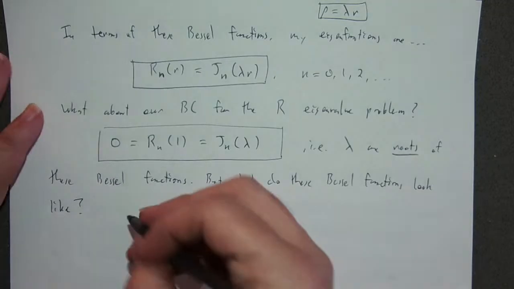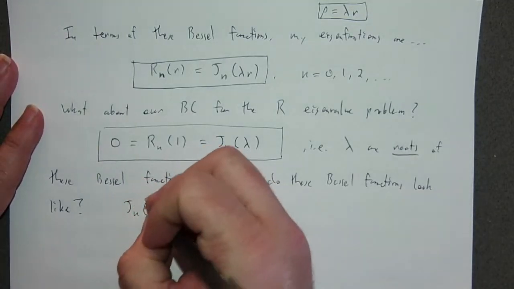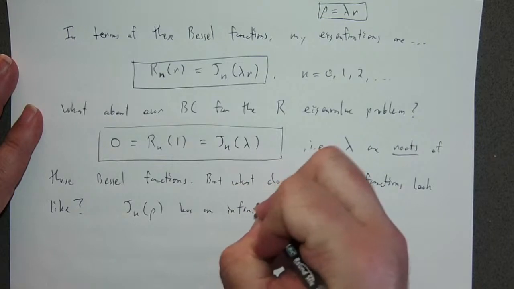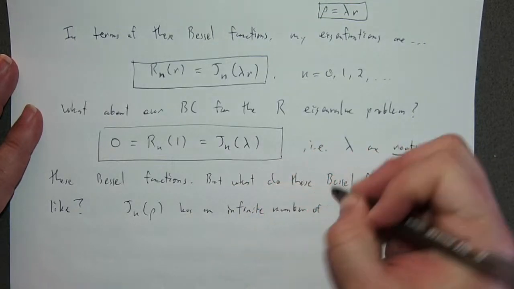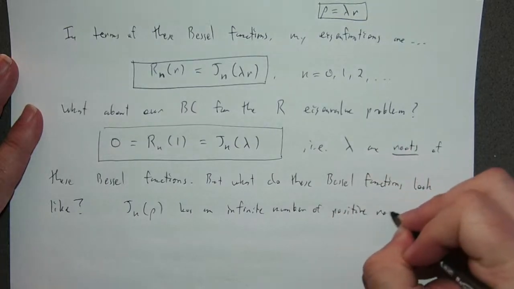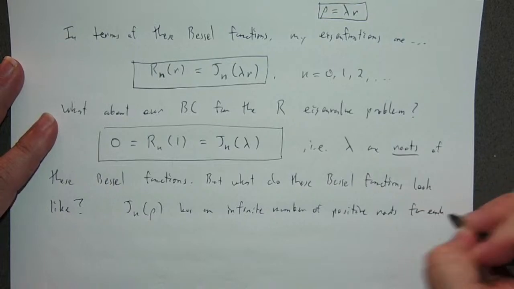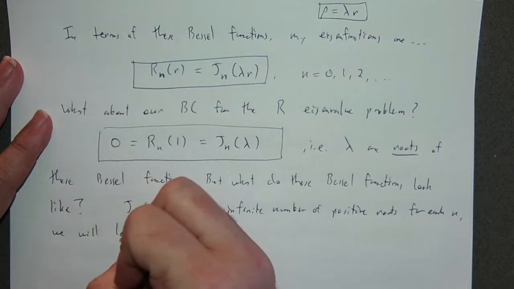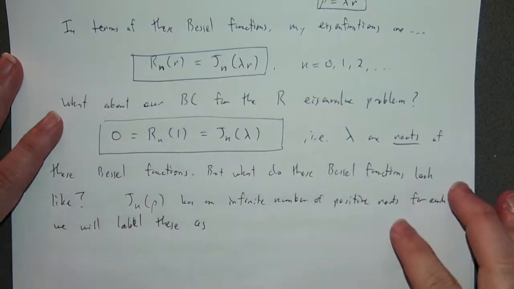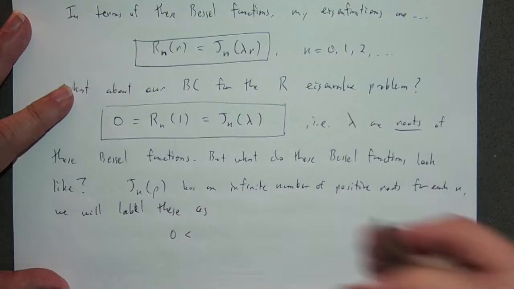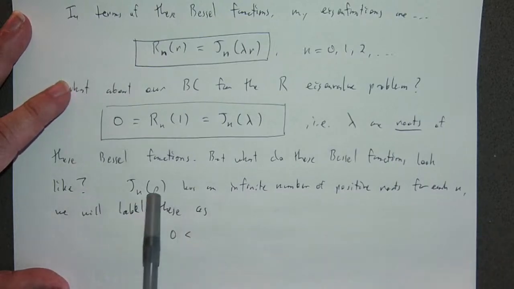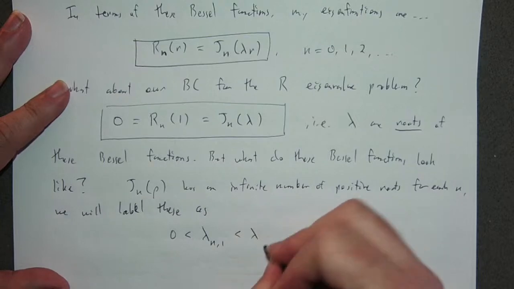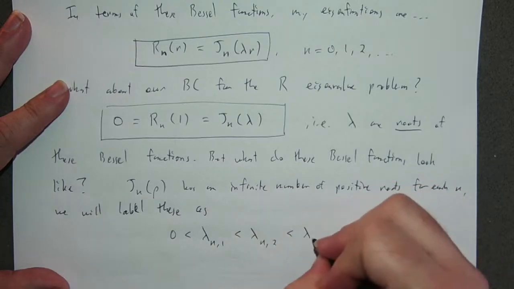And so J sub n of rho has an infinite number of positive roots for each n. We will label these as follows. There's a smallest one for some Bessel function of order n. The first one is lambda sub n1. The next one is lambda sub n2. The next one is lambda sub n3, and so on.